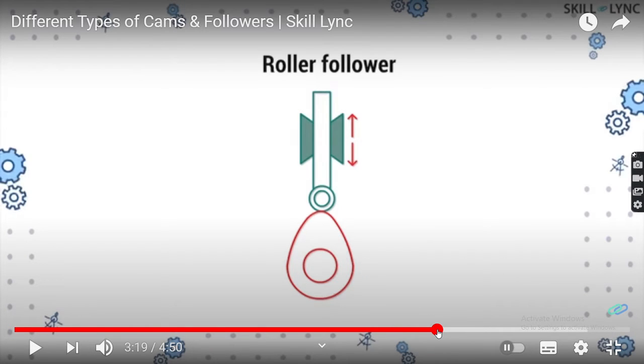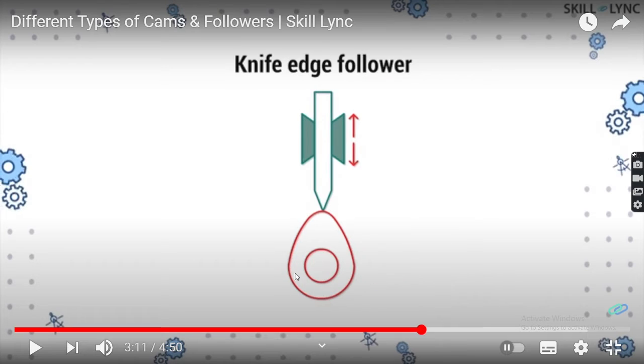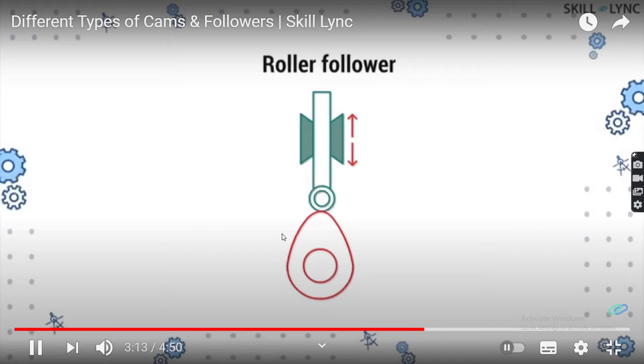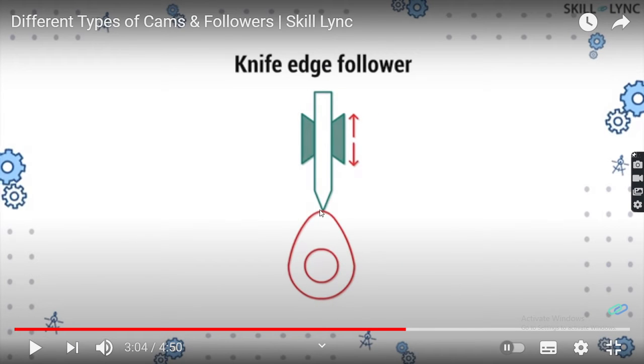Previously, when it was like this, this was sliding action. This follower was sliding around the cam. In order to minimize the wear, now it is rolling action. This will be rolling, whereas here it was sliding. When this was rolling, this was a sliding, not rolling, because this was knife edge.